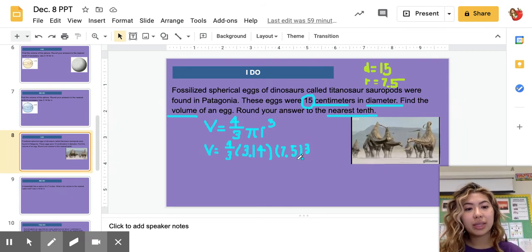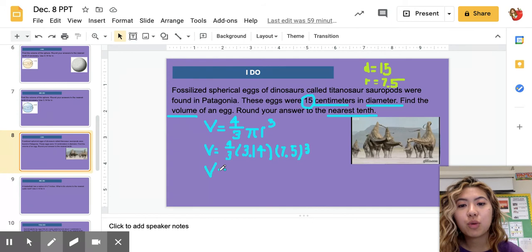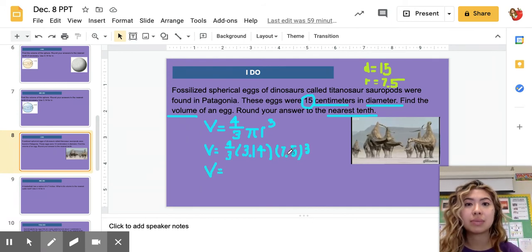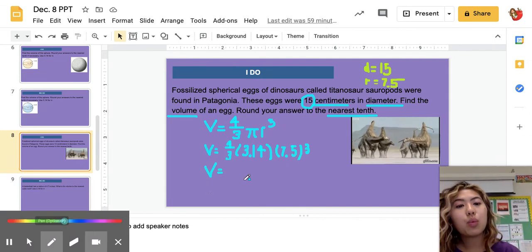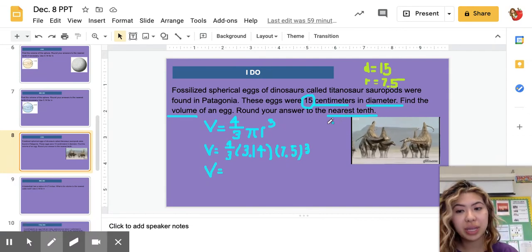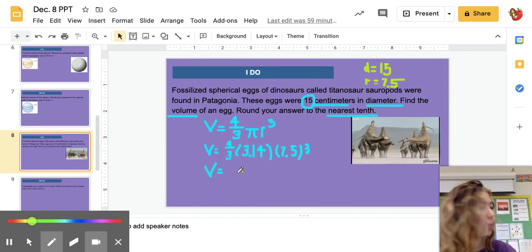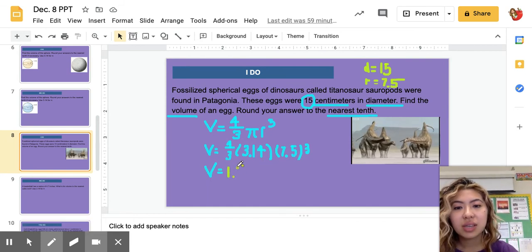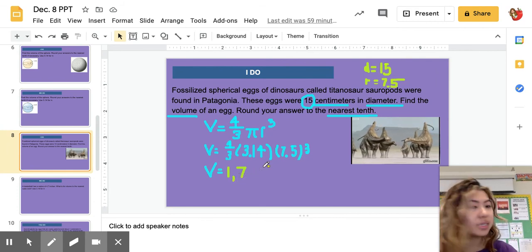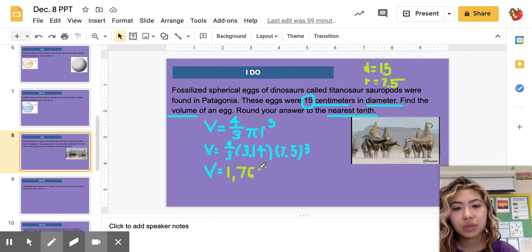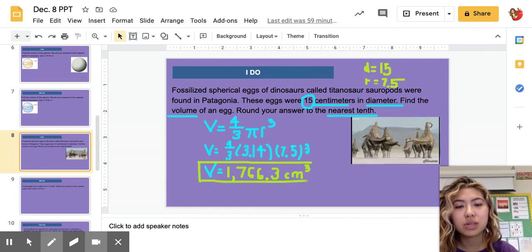So when we calculate this volume, we're multiplying 4/3 times 3.14 times 7.5 times 7.5 times 7.5. And then when we round our answer to the nearest tenth place, we get 1,766.3. Our unit of measurement in this problem is centimeters. And we have to remember to raise the centimeters to the power of 3, so our unit is going to be centimeters cubed.